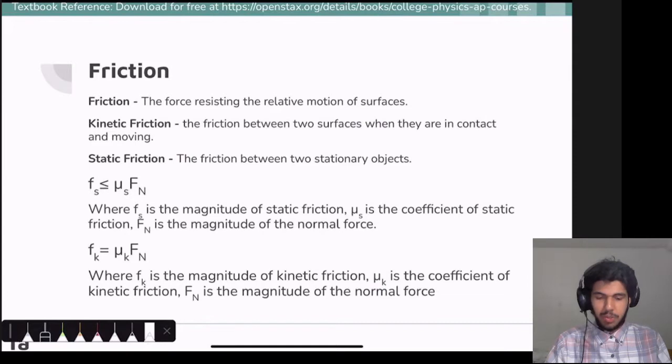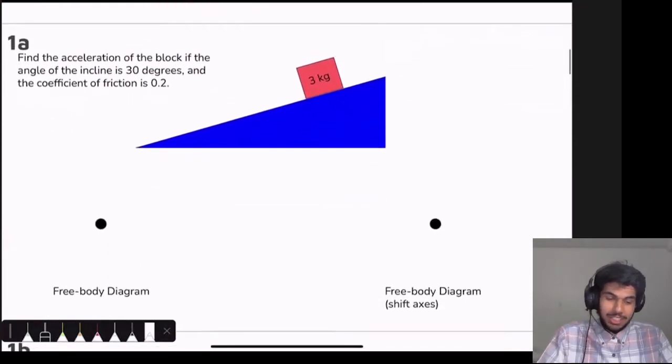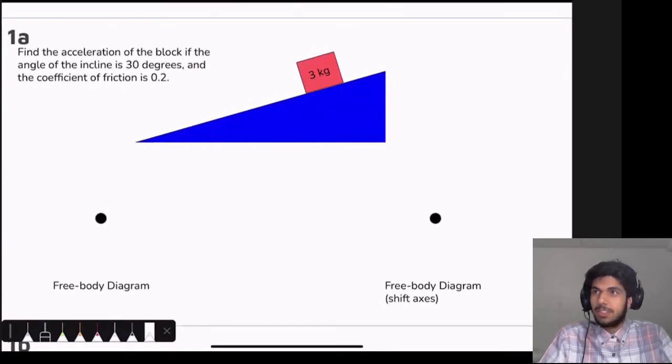Cool, so those are the equations that we use for friction. And that's basically all we need to know for friction. We can already jump into the problems. So that's in fact what we are going to do right now.